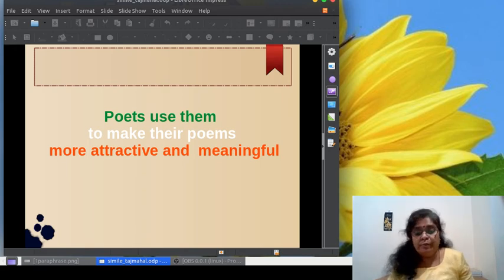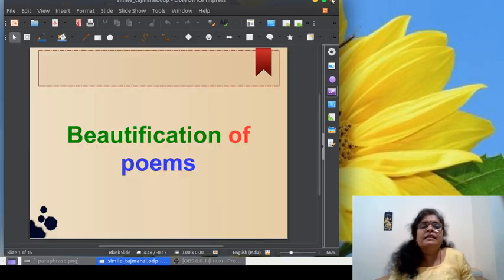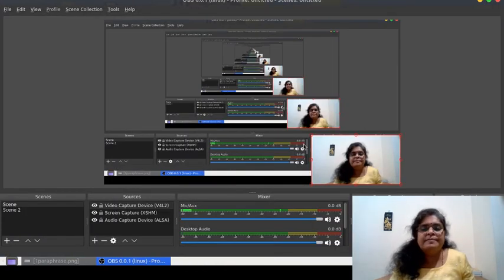There are so many other poetic devices also. We will learn them on the go. When we learn other poems, we learn other poetic devices also. Okay, so what have we learned today? Three poetic devices: visual image, auditory image, and simile.